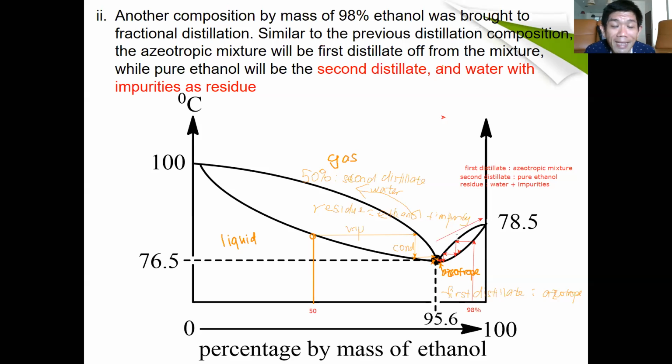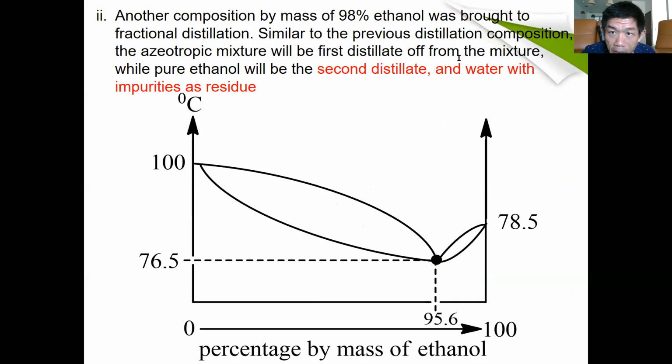Now, this is where the STPM question comes in, I'm so sorry to be exam oriented. The STPM question only asks for one distillate, only once. So if the question says distill only once, then we say that our first distillate will be the azeotropic mixture, then our residue will be ethanol plus impurities. It depends on which one has a higher percentage, then that will be the residue. So that is how we determine the first and second distillate. Okay, that is all for the discussion of positive deviation.